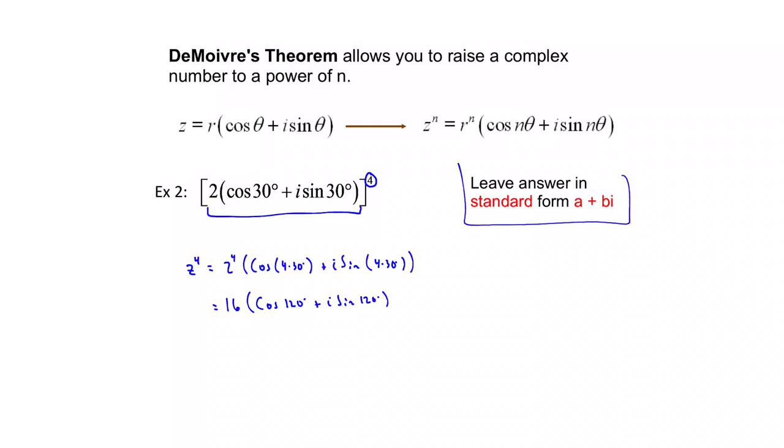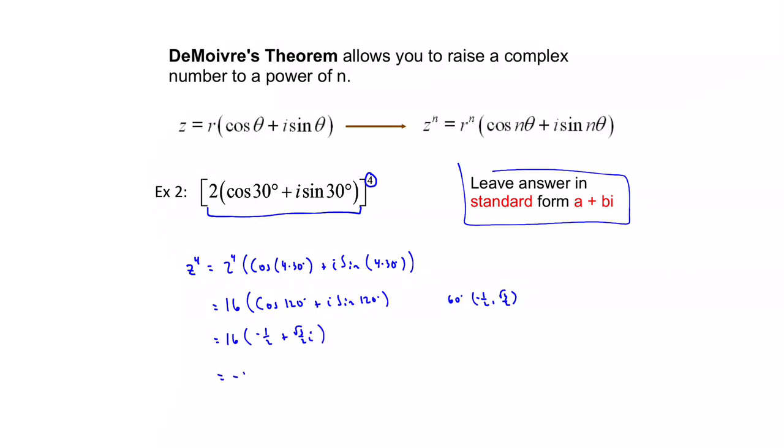This one says leave answer in standard form of a plus bi. So we're going to go ahead and multiply this out. So 16 times cosine of 120, that's a reference angle of 60 degrees with an ordered pair of 1/2, square root of 3 over 2. It is in quadrant 2, so the 1/2 is negative. So that would be negative 1/2 plus square root of 3 over 2 i, and then go ahead and multiply.